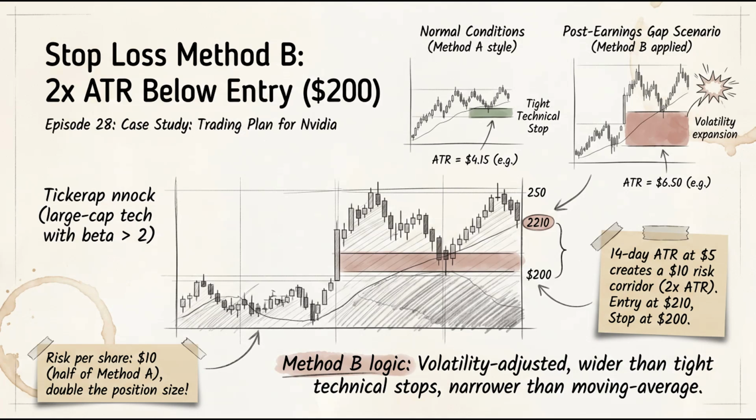Method B is our balanced approach, using a volatility-adjusted stop. Since our 14-day average true range is $5, we place our stop 2 times that range below our entry. With an entry at $210, a $10 risk puts our stop at $200. This method scales with the stock's actual behavior rather than your personal comfort level. Because the risk per share is only $10, half of what we risked in Method A, you can afford to double your position size. This approach is backed by our previous testing on large-cap tech stocks with high betas, making it a very reliable standard.